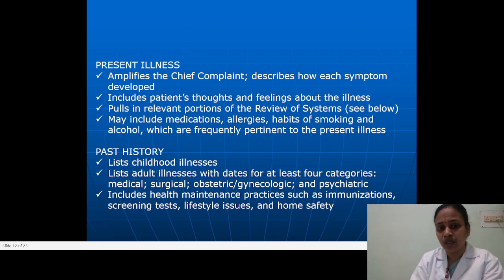Other things may include whether the patient developed an allergy after taking medicine, or whether the patient has any habit of smoking, or developed symptoms after alcoholism, which are frequently pertinent to the present illness. So we need to ask about any medication they are taking, any allergies they have, any habits of smoking they have, all such things. Then about the past history, we need a list of childhood illnesses. List the adult illnesses with dates, in at least four categories.